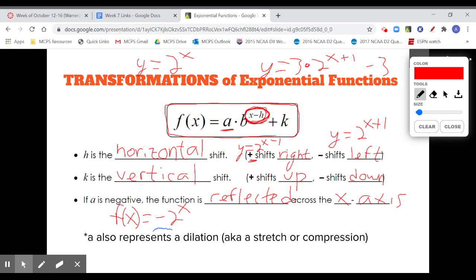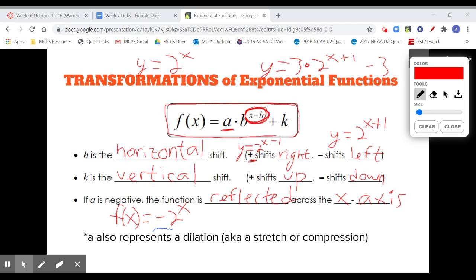Okay. And again, that is the same exact thing as we saw in a radical function. If you had a negative sign out in front, that was causing a reflection across the x-axis too. The other thing we're going to talk about is if a has a value that's not just a negative sign, not just a negative 1, it has an actual value there.